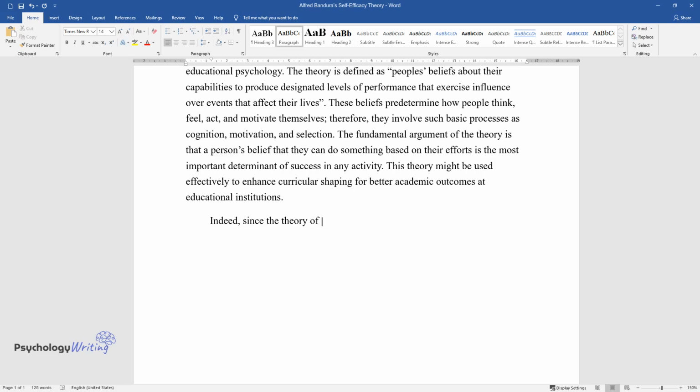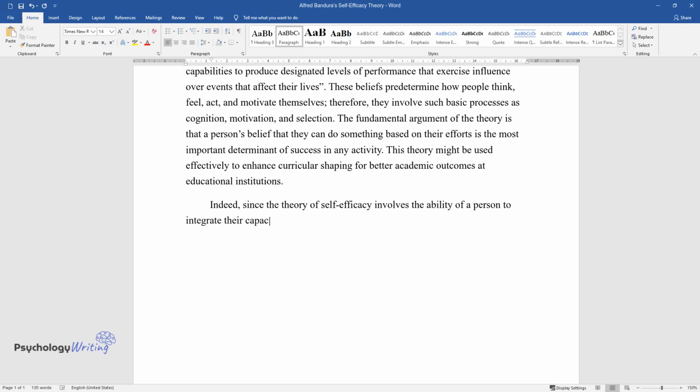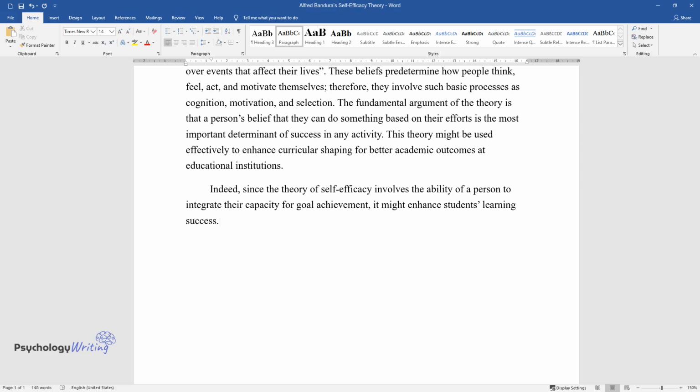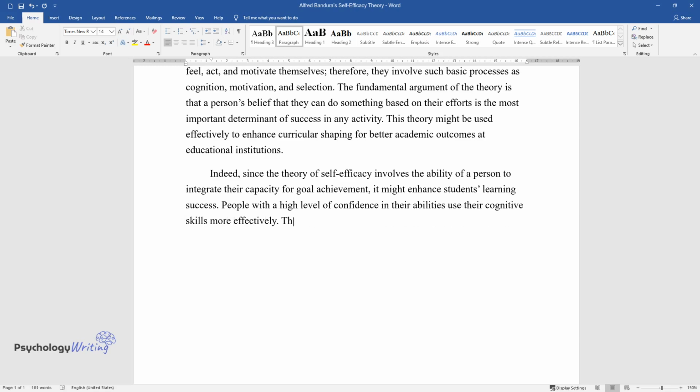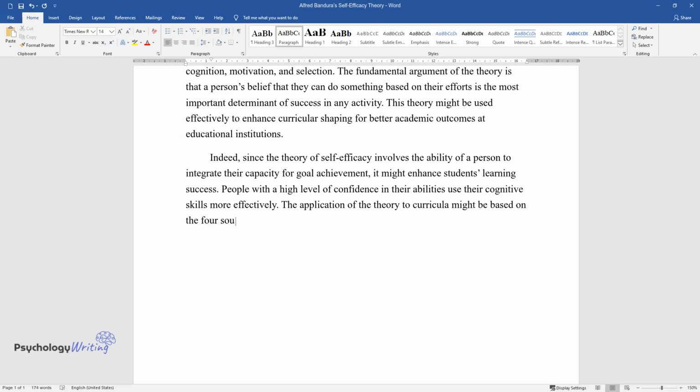Indeed, since the theory of self-efficacy involves the ability of a person to integrate their capacity for goal achievement, it might enhance students' learning success. People with a high level of confidence in their abilities use their cognitive skills more effectively. The application of the theory to curricula might be based on the four sources of self-efficacy introduced by Bandura.